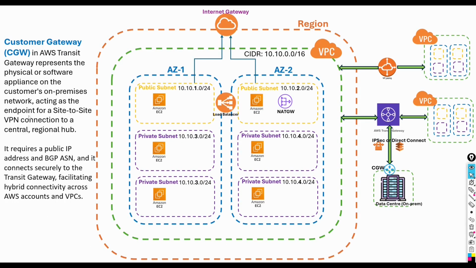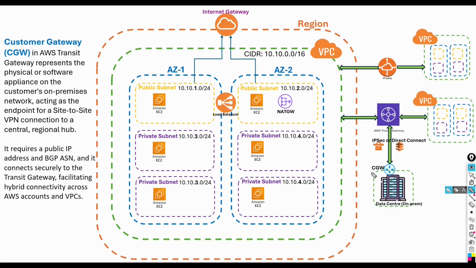Customer gateway, CGW. CGW in AWS Transit Gateway represents the physical or software appliance on the customer's on-premises network, acting as the endpoint for a site-to-site VPN connection to a central regional hub. It requires a public IP address and BGP ASN, and it connects securely to the transit gateway, facilitating hybrid connectivity across AWS accounts and VPCs. Okay, let me explain this topic.